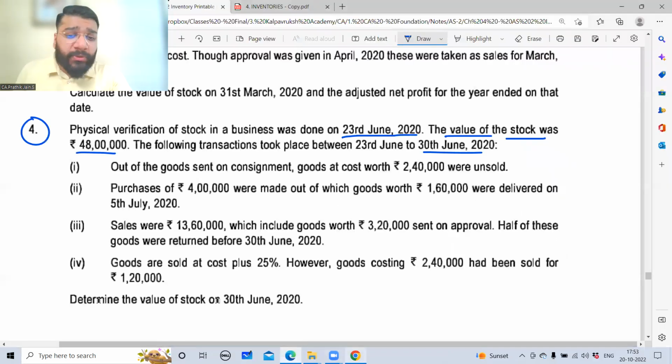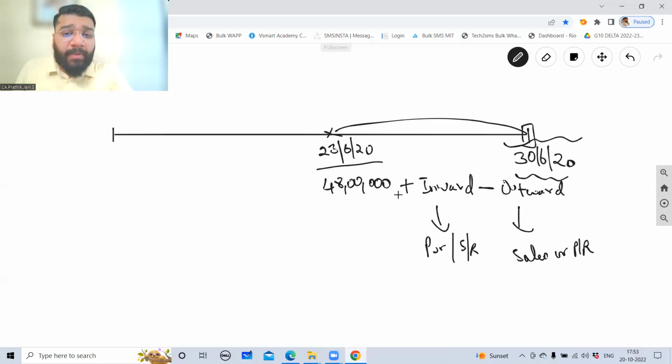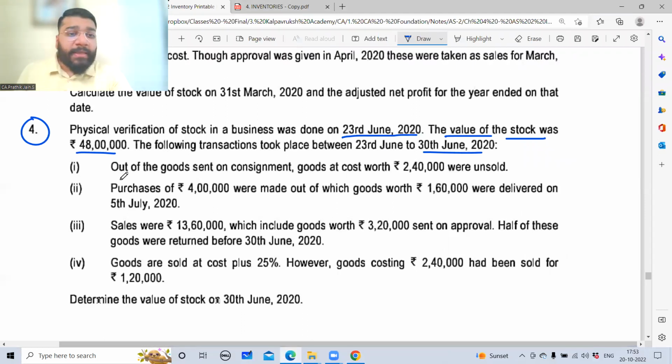Now, you need to identify, from the given question, guys, which are the inward movements of the stock and which are the outward movements of the stock. Okay. So let's read through the remaining question. Here they're telling that out of the goods sent on consignment, goods at cost worth 2,40,000 were unsold. So here, in the valuation of inventory topic, they are touching base on the concept of consignment also. Purchase of rupees 4 lakh were made, out of which goods worth 1,60,000 were delivered on 5th of July 2020. Sales were 13,60,000, which includes goods worth 320 sent on approval.